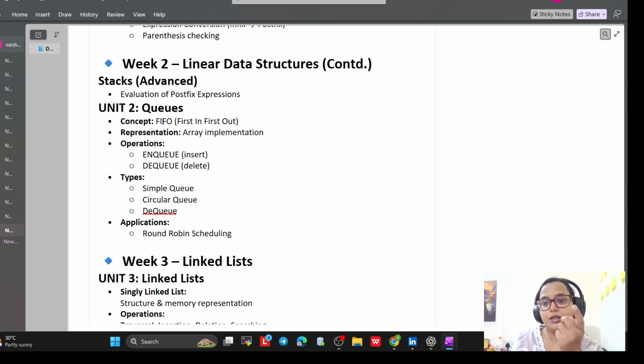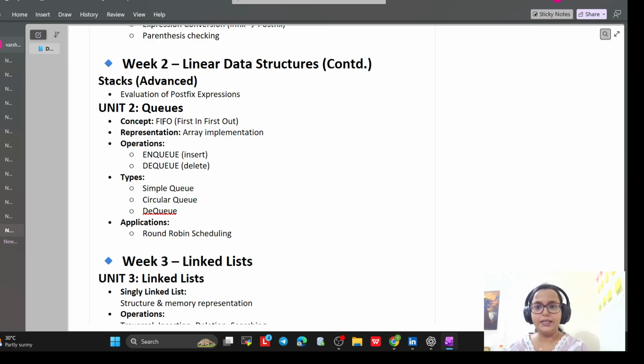In week 2 there is also a second unit, queue, that we are going to discuss. The concept will be FIFO. FIFO means first in, first out. Okay. And the array representation will come. Operations like enqueue, that means insert.